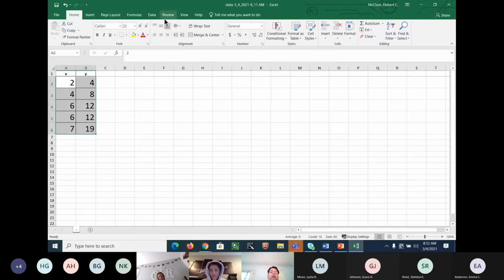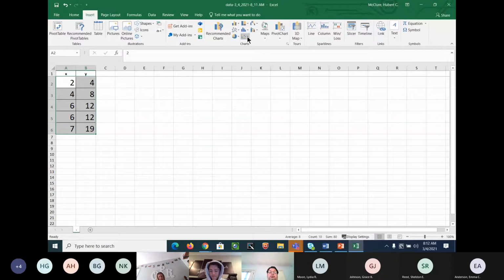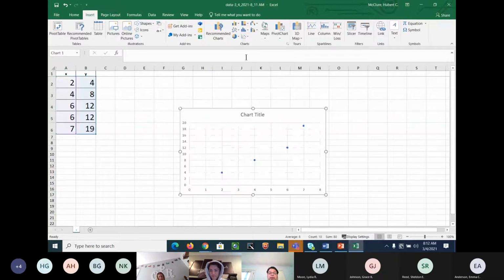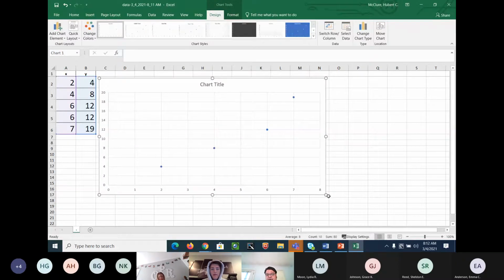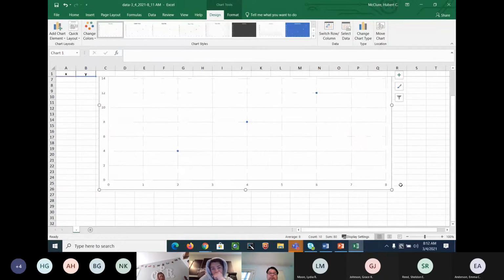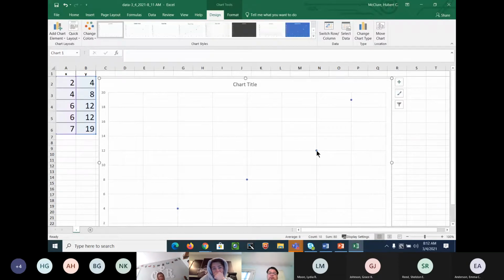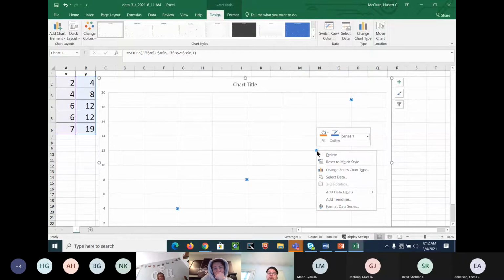And here we go. I go to insert. I go to scatter plot. I'll blow this up for y'all since y'all are divas. There we go. Nothing interesting happened this week with y'all? Nothing?